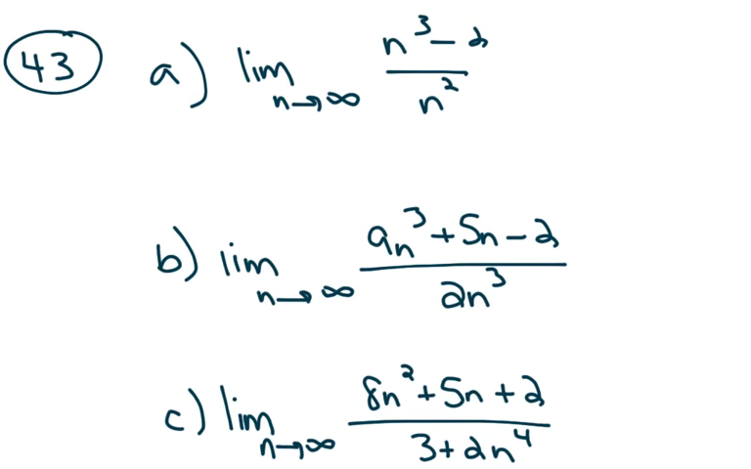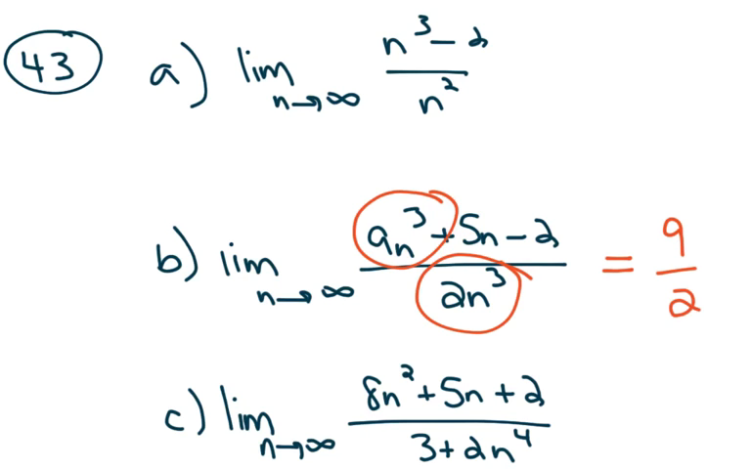Number 43, limits as n approaches infinity. We had a rule for this, and the rule was if the bigger exponent of the variable was the same in the numerator and denominator, then the limit was the ratio of the coefficients in front of those terms.